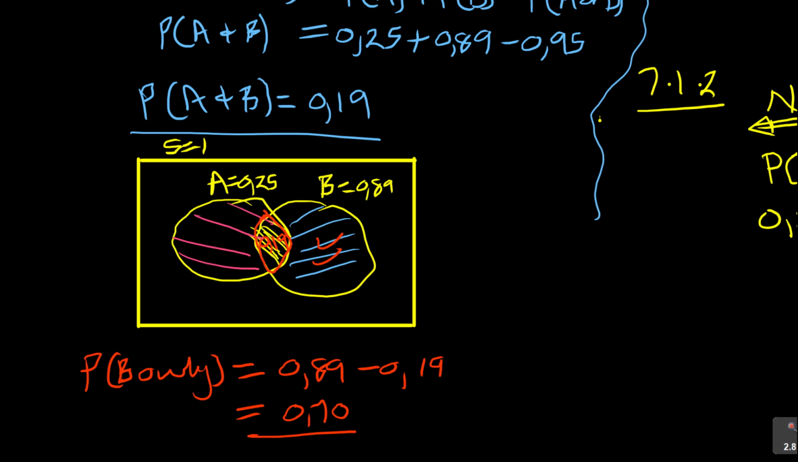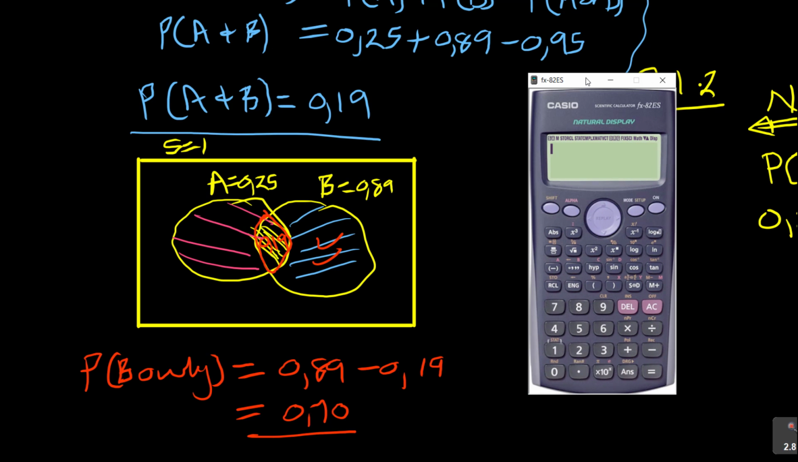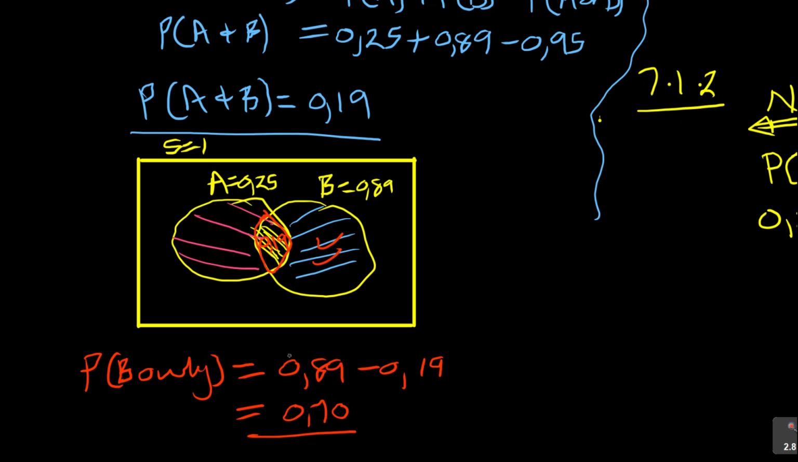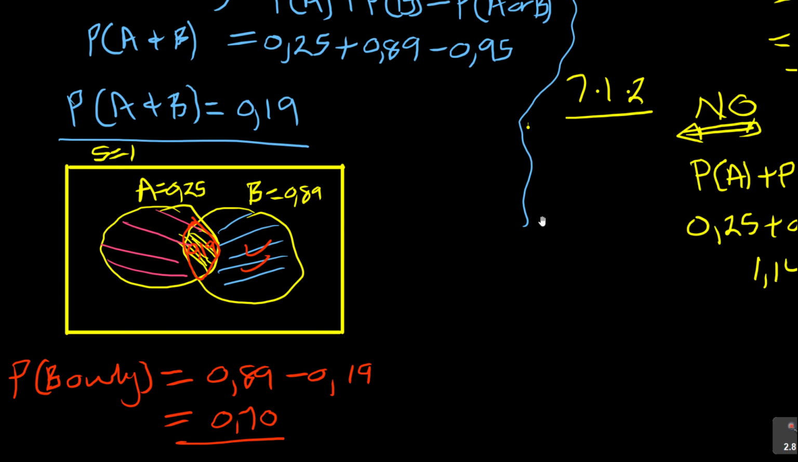Did I do it right there? 0.89 minus 0.19. Yes, 0.7. Okay, so that is that. Probability of B only. Are you with me? So that is that part. Now we continue.